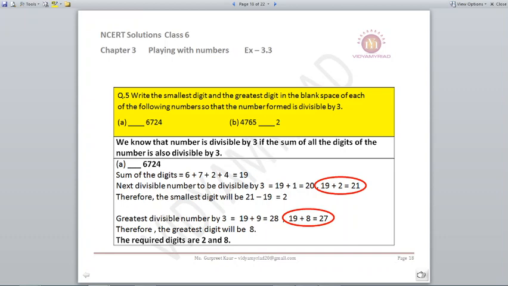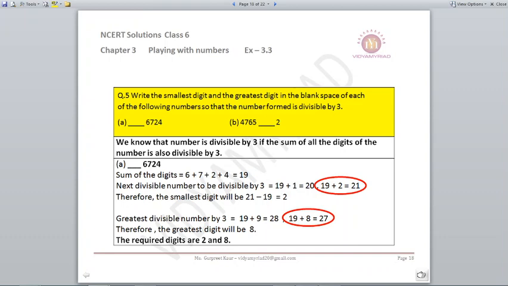Now you have an incomplete number. There is a blank here. Let us add the digits and then find the smallest and the greatest digit. In this case, 6 plus 7 plus 2 plus 4 gives you 19. We need to find the smallest digit so that it is divisible by 3. Now 19 plus 1 is 20, 19 plus 2 is 21. Now you know that 21 is divisible by 3. So which number do I need to put over here? The smallest number is 2.